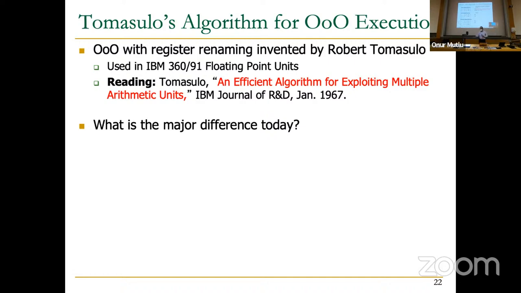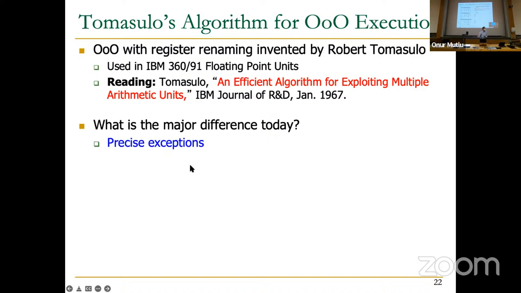So in terms of history, it was actually very difficult to build this machine because they had to go to the highest levels of IBM, almost the president level, to get permission to build it because they were violating precise exceptions. And they were permitted. They built the machine. Unfortunately, it was a nightmare to debug because you didn't have precise exceptions. As a result, this machine was not really commercially successful. But of course, today we have out-of-order machines in every processor, even though the predecessor is almost 55 years old, right? So what is the major difference today?